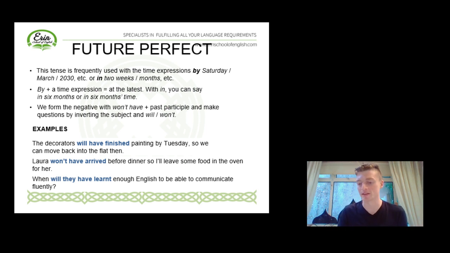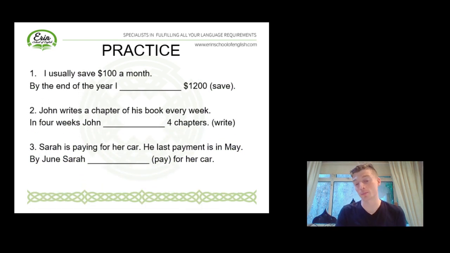All right, great. Here's a little bit of practice for you guys. So here we've got 3 sentences. You can see in brackets at the end of each sentence you have a verb. All you need to do is put the verb into the future perfect form. So remember, the future perfect, it's will plus have plus the past participle, the third form of the verb. So let's take a look at number 1.